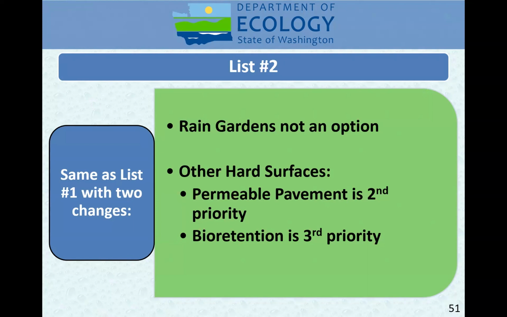The area you're infiltrating is the entire area under the permeable pavement. We do allow run-on equal to the permeable pavement area. So that would make it a 2-to-1 ratio between where the rain falls and where it infiltrates. For bioretention, if you're making bioretention 5% of the area draining to it, you have a 20-to-1 ratio.